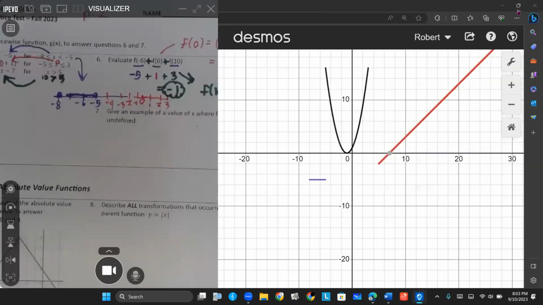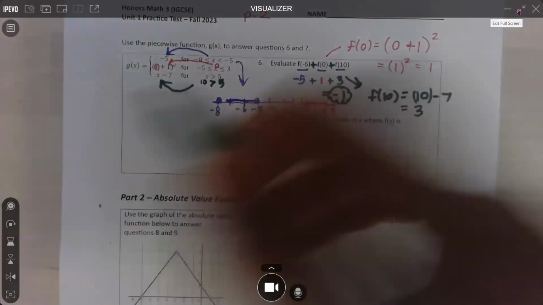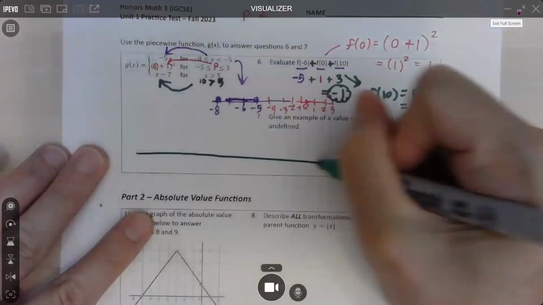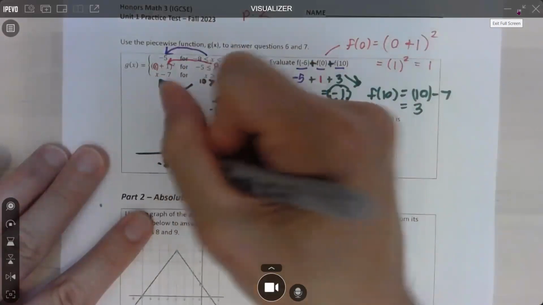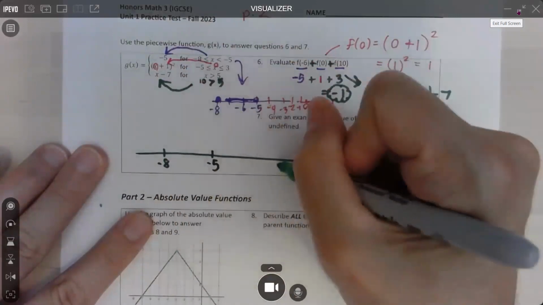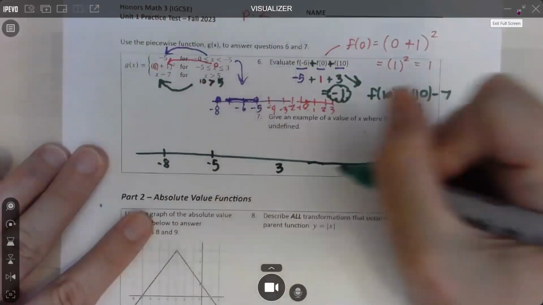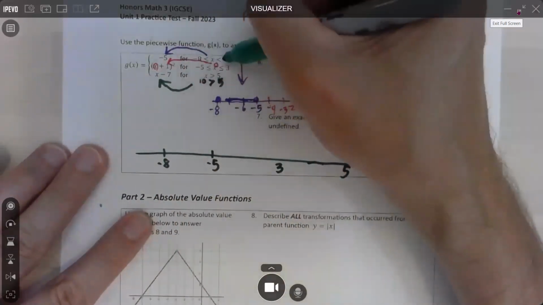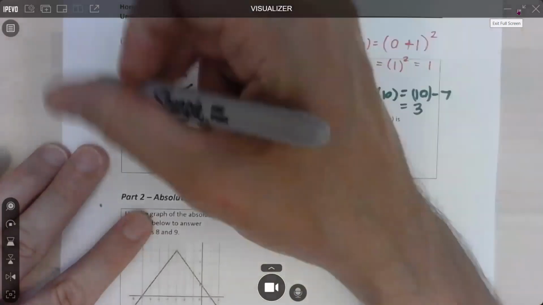And you can also see the inequalities. If you look at just the number line here for a minute, -8, -5, 3. I'm not going to worry about anything else, but if you look at the way the inequalities are met, this -8 is going to be an open circle.